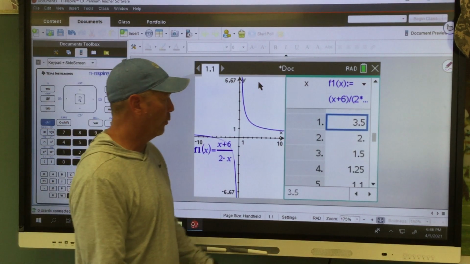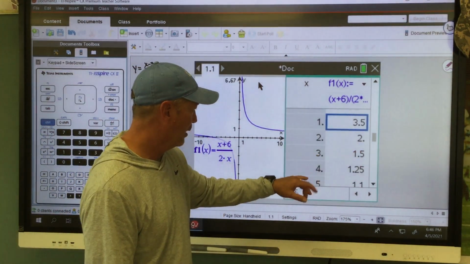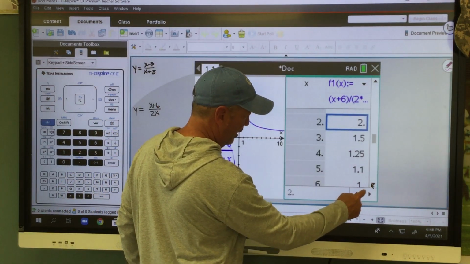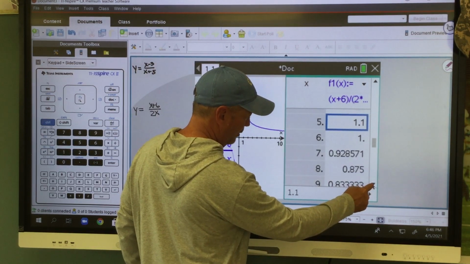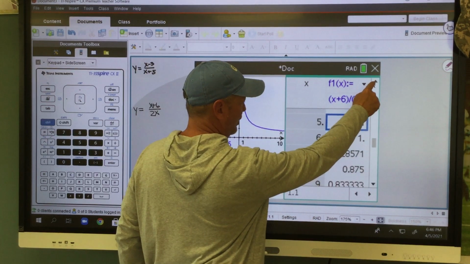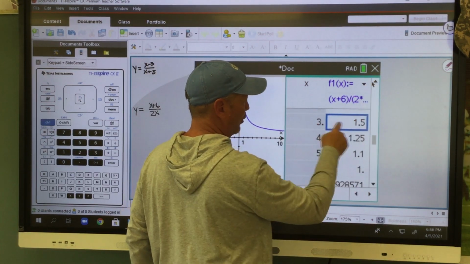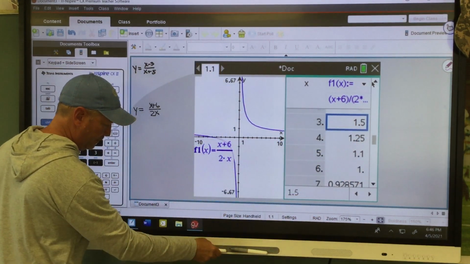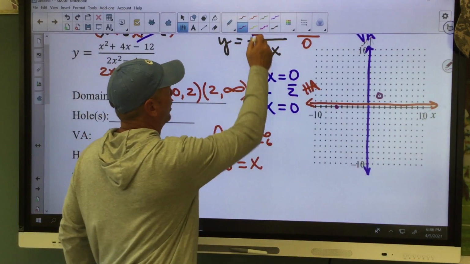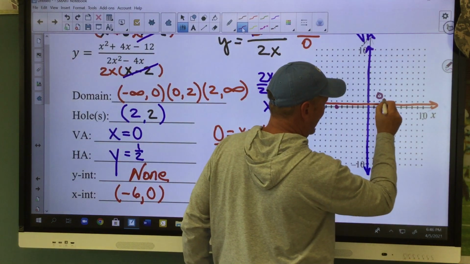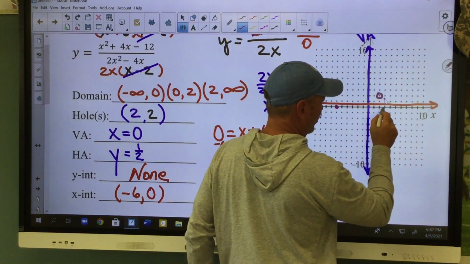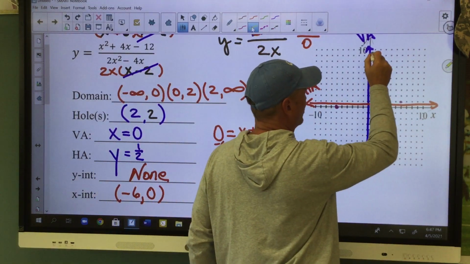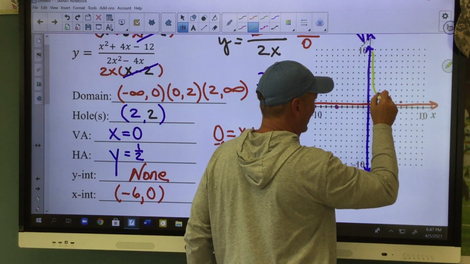Our table. Now, we want to go to 2, 2. We know that's where the hole is. Can't use 2, 2. All right, we're going to see what else we can pick. 6, 1. I'd say maybe 3 and 1.5 and 6, 1. So we're going to go 3 and 1.5 and 6, 1. That's enough. We know that we're going to approach the y-intercept, but never touch it.